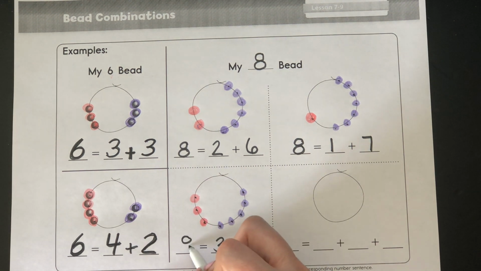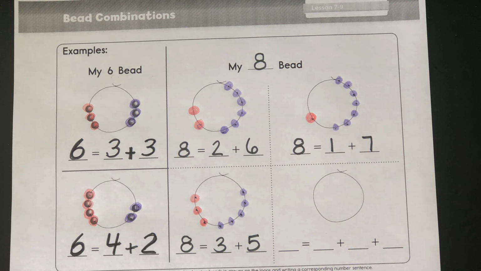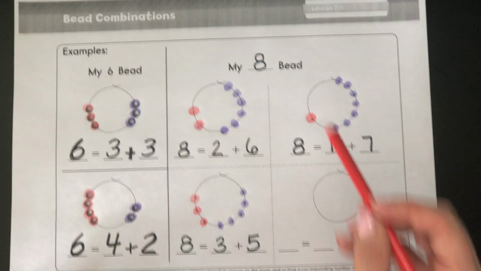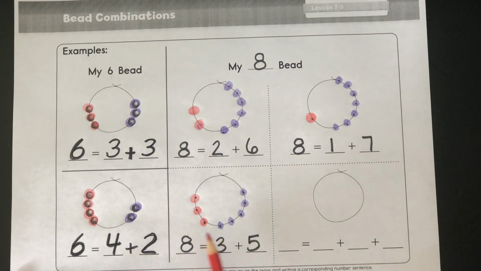Thanks for counting with me, love bugs. And I made 8 by doing 3 plus 5. So these are all different number sentences that will equal 8. Let's do one more. I started with 1 red, 2 reds, 3 reds.